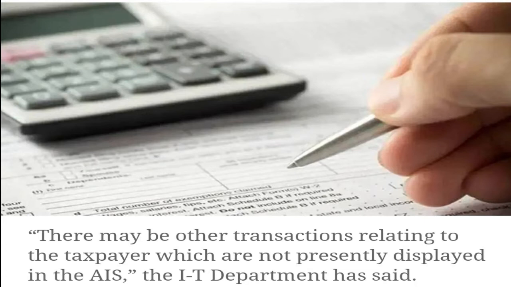The revised AIS includes additional categories of information on interest, dividend, securities transactions, mutual fund transactions, and remittances from abroad, along with information on many other transactions that are presently available with the Income Tax Department. There may be other transactions related to the taxpayer which are not presently displayed in the AIS, the IT department has said. Will Form 26AS cease to exist now?